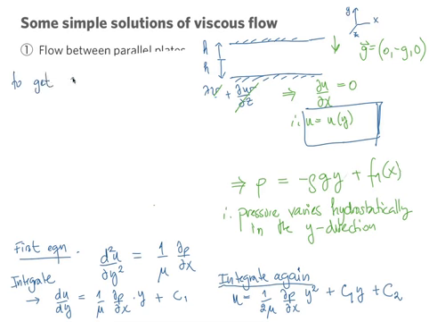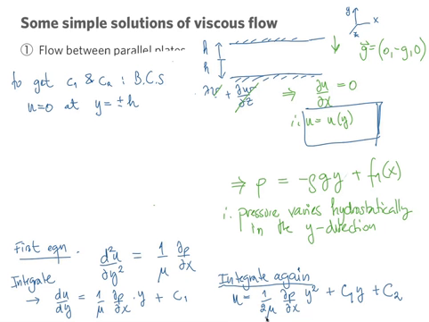So to get C1 and C2, we need boundary conditions. And those boundary conditions are no slip at the walls. So u is equal to 0 at the two locations of the walls, y equal to plus or minus h. There's no slip boundary condition, right?